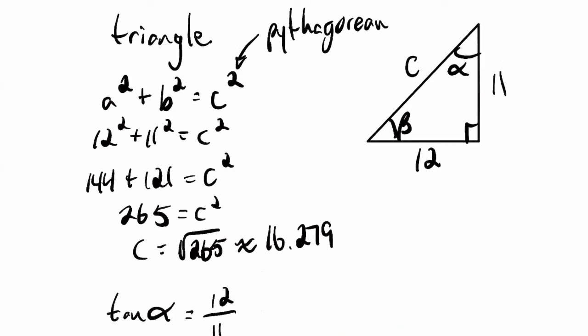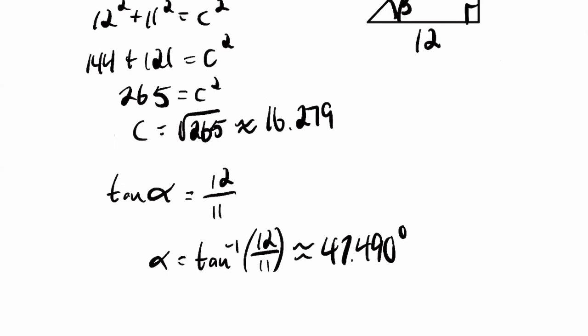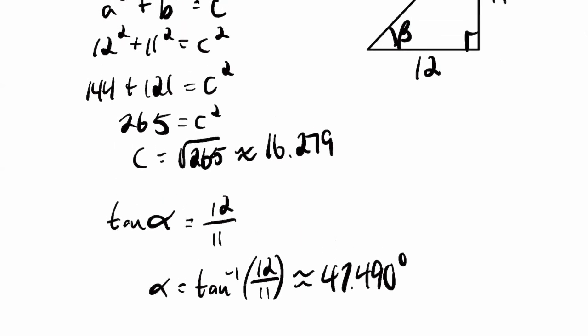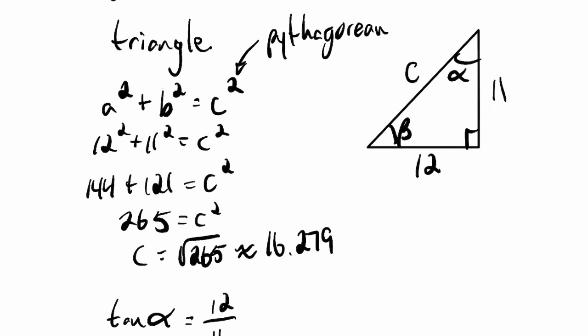Let me ask you something. Based on how we just found alpha, well, there's two ways to do this. Can you tell me how we could find beta? 11 over 12. Yeah, exactly. We could do tangent beta equals 11 over 12. That would totally work. Do you see how maybe there's a quicker way to do this?